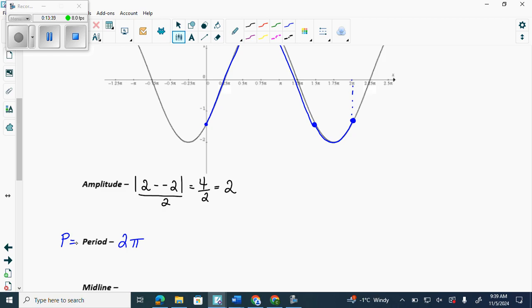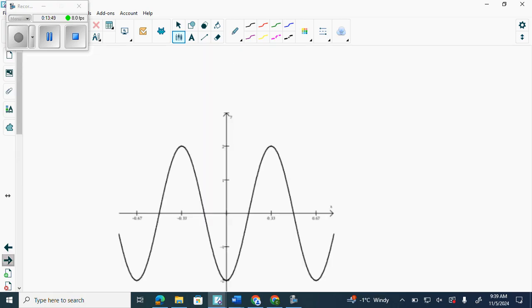Guys, if the period is 2 pi, what is our B? What is our horizontal stretch? Is there one? No, but you feel 1, right? Because that means it didn't stretch, didn't get wider or narrower. All right, let's go to the next one.